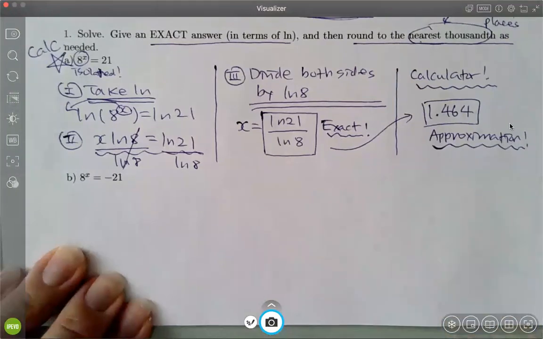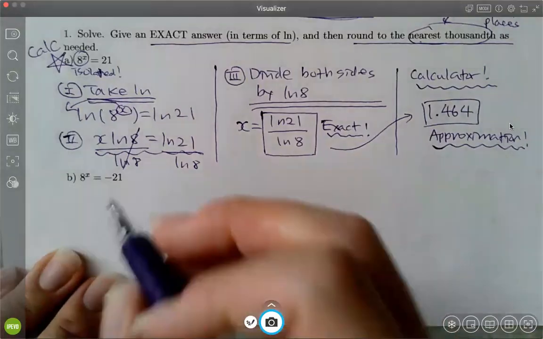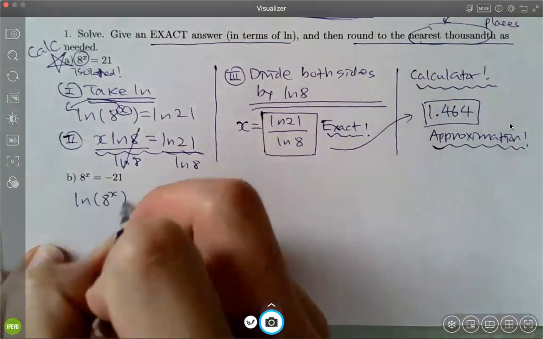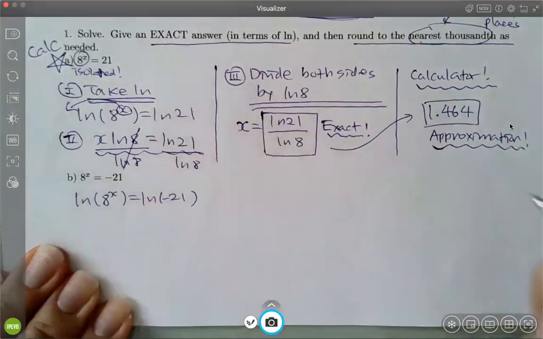So part B, 8 to the power x is equal to negative 21. So it's very similar to the previous part. What's the only difference? The negative sign. Will that make a difference? Well, you'll see. So here first, is the 8 to the x isolated? Yeah. So what do you do? Take ln, right? So exact same thing. So we take ln.